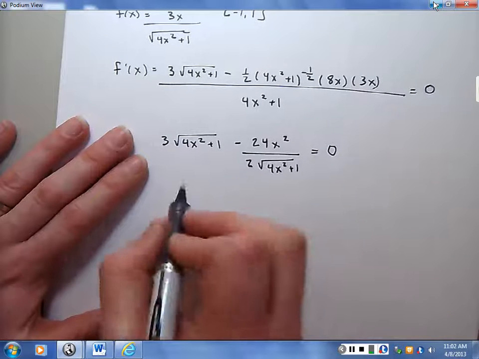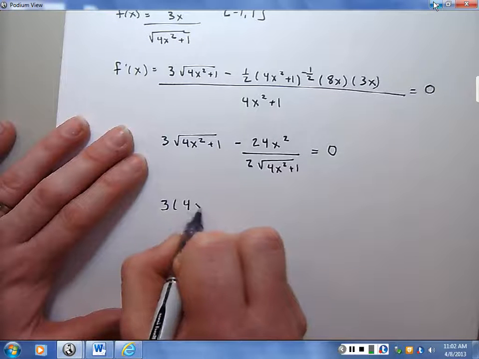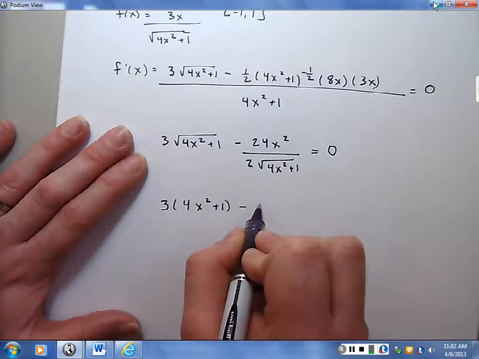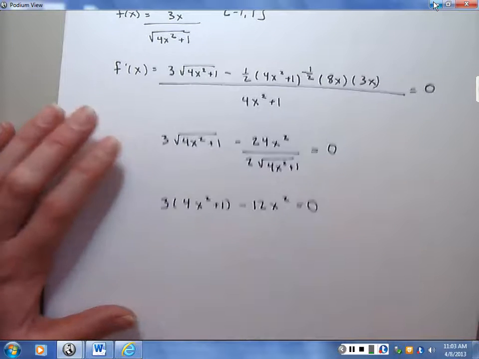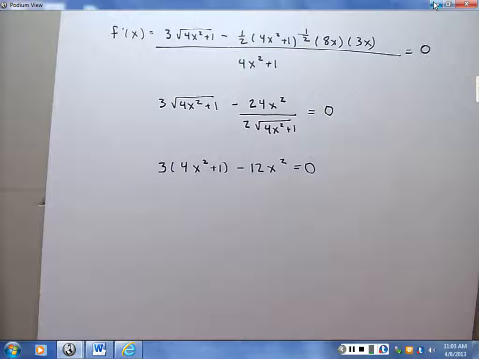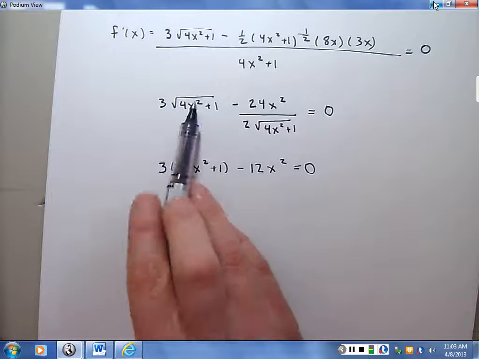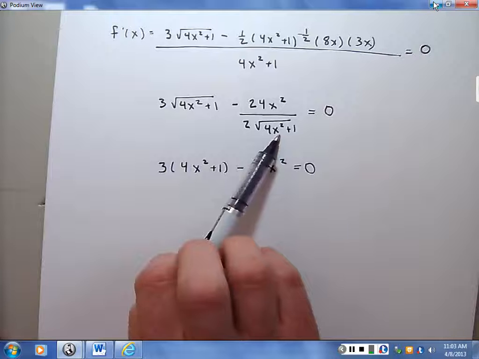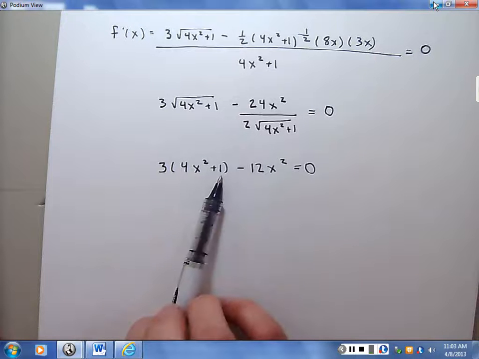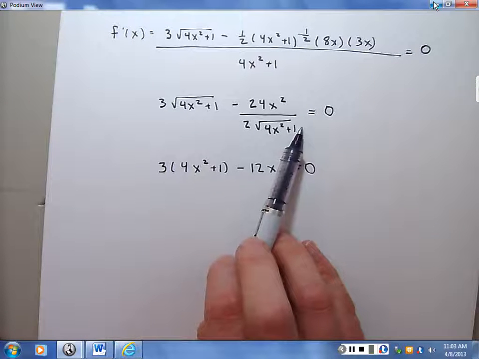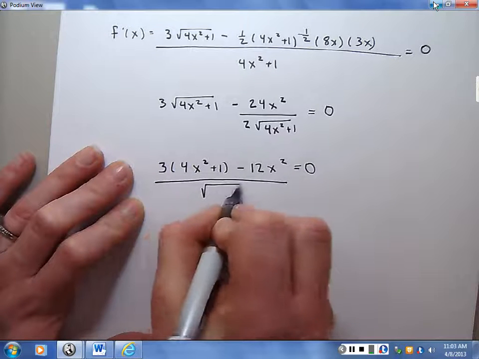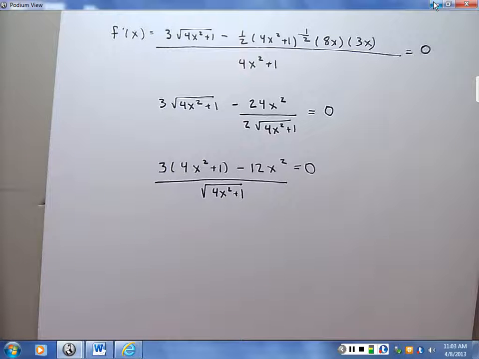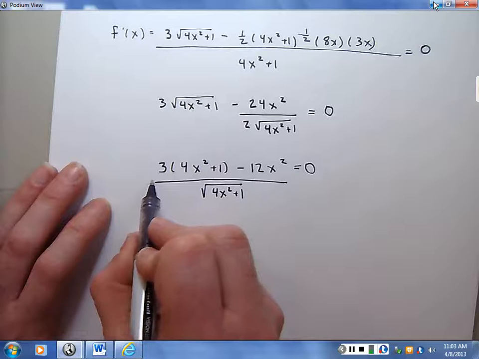So if I do that, I end up with 3 times the quantity 4x squared plus 1 minus 12x squared equals 0. If I multiply top and bottom by the square root of 4x squared plus 1, the square root goes away, and the square root goes away down here. All over that, right? So then this would be all over, again, the square root of 4x squared plus 1. But that doesn't matter because that doesn't equal 0 either, right? So I need to just focus on when the numerator equals 0.